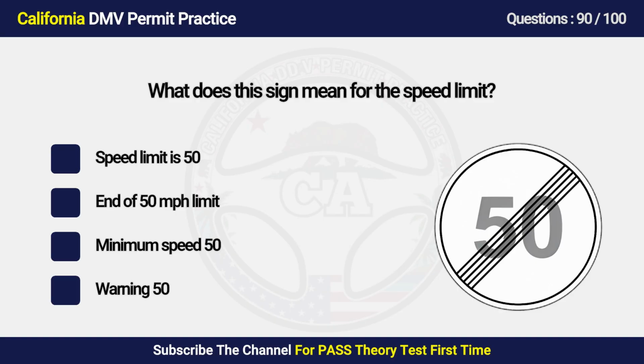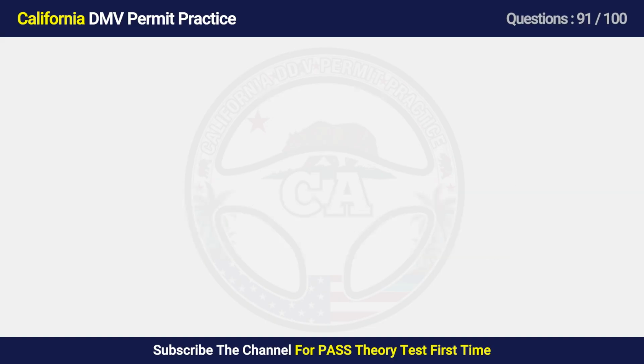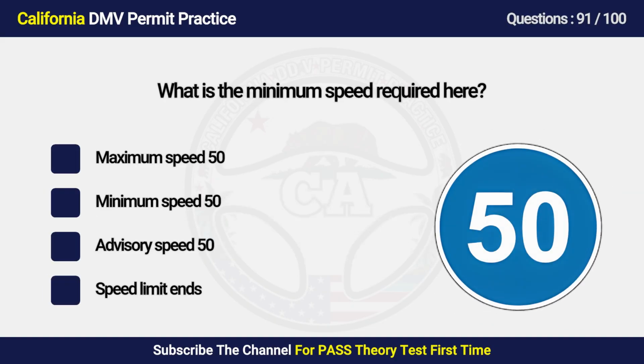A. Speed limit is 50. B. End of 50 limit. C. Minimum speed 50. D. Warning 50. Answer is B. End of 50 limit. This sign indicates the end of the previously posted 50 maximum speed limit. You should now adhere to the new posted limit or the basic speed law for the area. Question 91. What is the minimum speed required here?